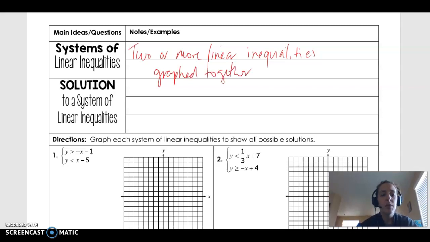So a system is always those two or more together, right? And those inequalities is kind of where we were shading part of our graph. So our solution to a system of linear inequality is going to be where the shading pieces overlap. So it's going to be our overlap shading. And we'll look at a couple of examples, okay? So when we're shading them, I like to use different colors, but it's up to you.